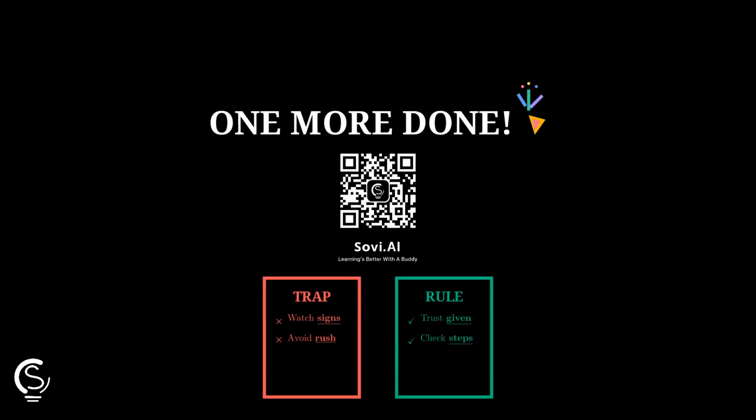Trap, rushing signs, or steps. Rule, trust the given values and check each Euler update carefully.